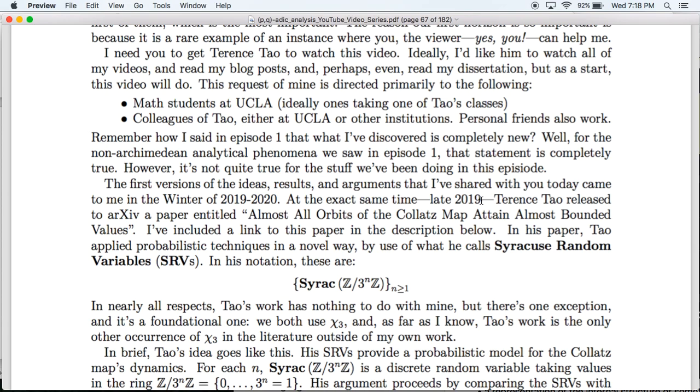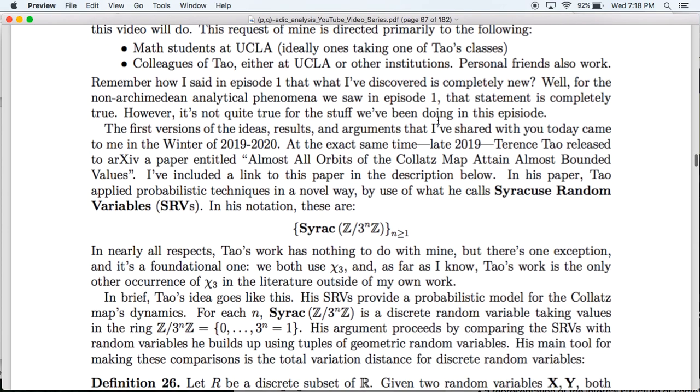In this paper, Tao uses probabilistic techniques in a novel way, and the centerpiece of this is what he calls Syracuse random variables. In his notation, he writes that this is a family of random variables indexed by n, Syrac of Z mod 3 to the n Z, where, just like me, Z mod 3 to the n Z is a shorthand for the integers from 0 to 3 to the n minus 1.